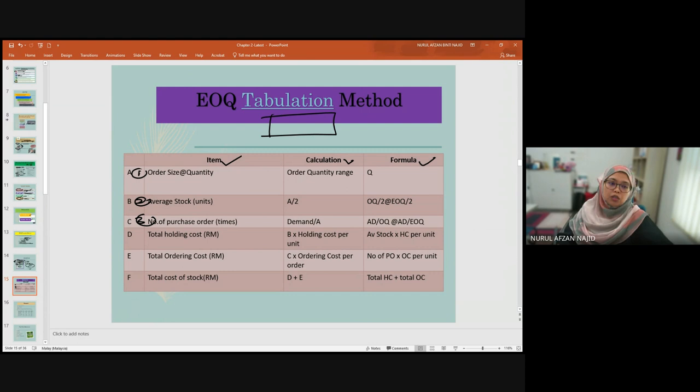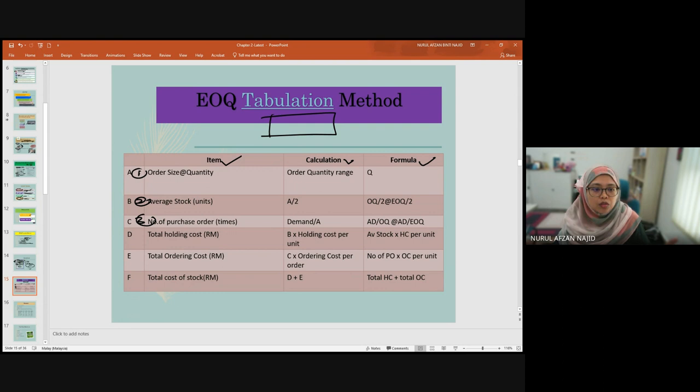Alright. So bila nak buat tabulation, first thing first you need to find out what are the order size. Berapa banyak yang you nak order. So maybe ada juga yang tanya, apa perbezaan bila kita nak guna formula method, bila nak guna tabulation method? Okay, dalam formula method, kita akan gunakan bila mana kita memang tak ada idea langsung berapa jumlah yang kita nak order. Kita tak tahu nak order 300 ke, nak order 400 ke, nak order 500. There is no idea at all. Okay? So that's why kita gunakan formula method.